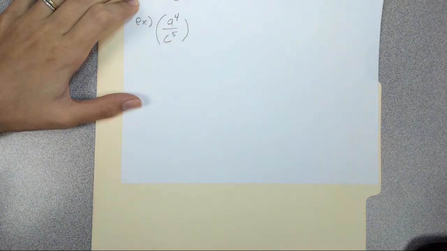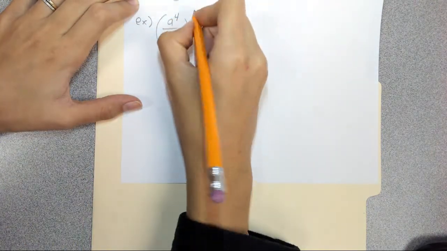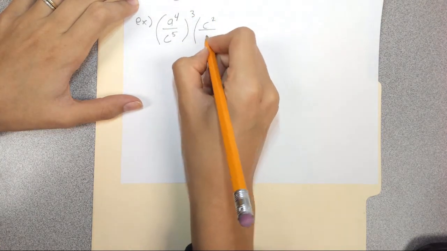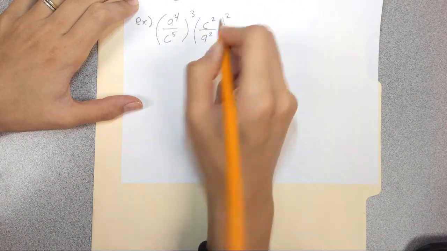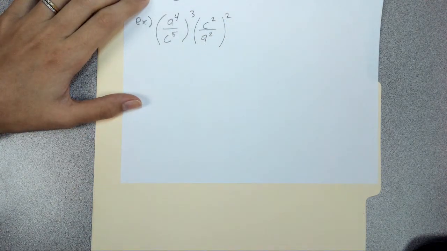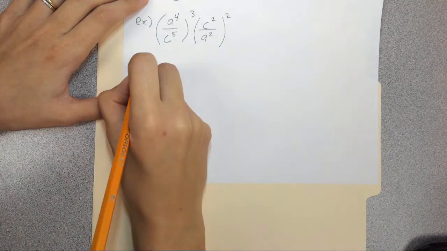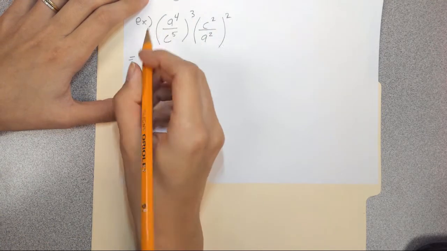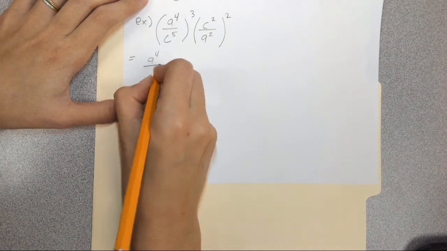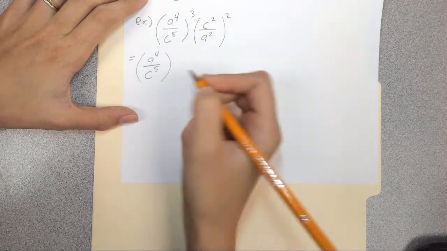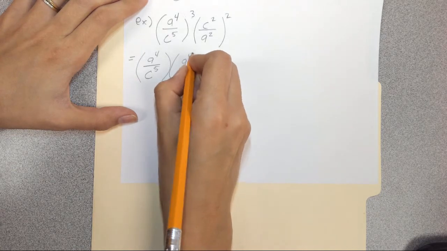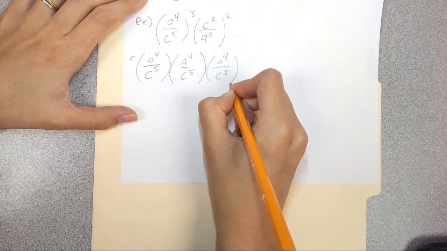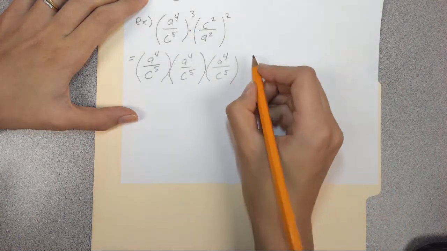Let's say I had a to the power of 4 divided by c to the power of 5, all cubed, times c squared divided by a squared, and all of that is squared. Well, I'm going to write this out so I can visualize what's going on here. So I have all of this times itself 3 times. So to write it out, I have a to the power of 4 divided by c to the power of 5, 3 times. There's 1, 2, 3. And then all of that is times this twice.